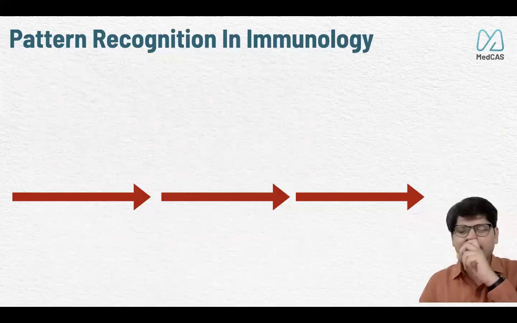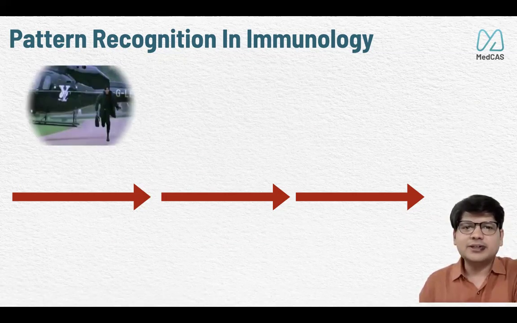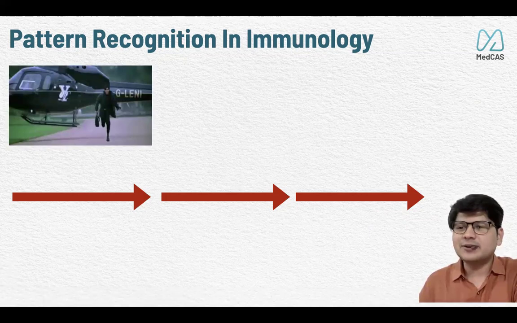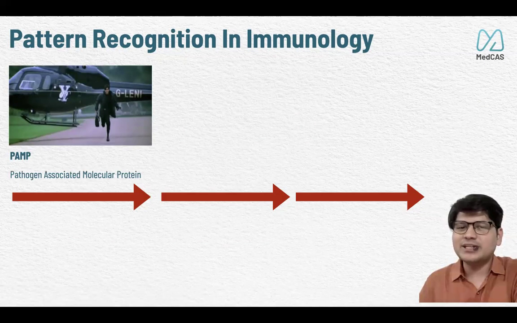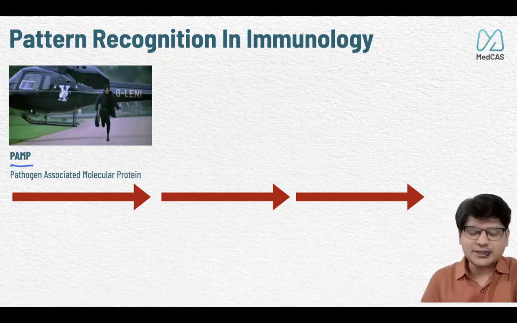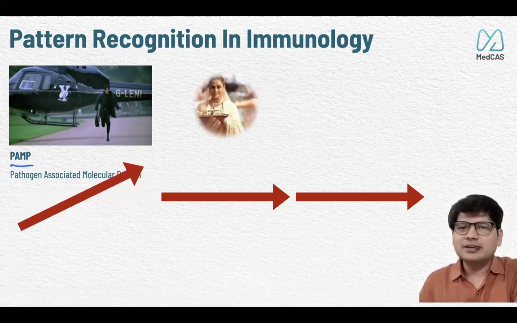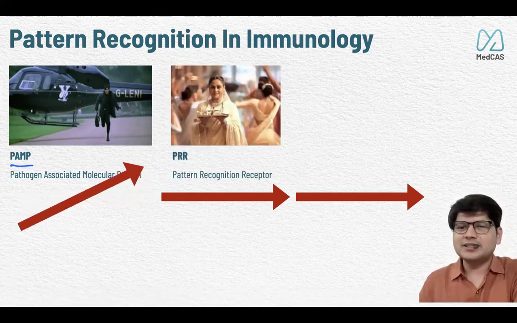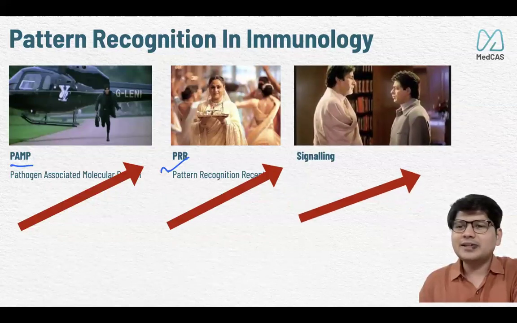Now, this is a very important slide. If we want to summarize pattern recognition receptors with a movie of Karan Johar, this was the first scene: Shah Rukh Khan started coming to the home. So it was the PAMP, trying to breach the barrier with its pathogen associated molecular pattern. Who welcomed it? The pattern recognition receptor: okay, I will identify you. And then the next thing happens, the signaling.